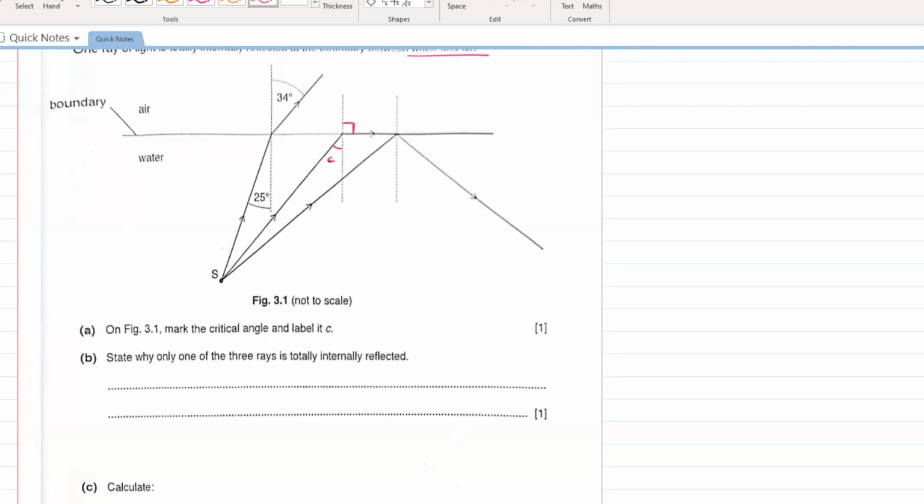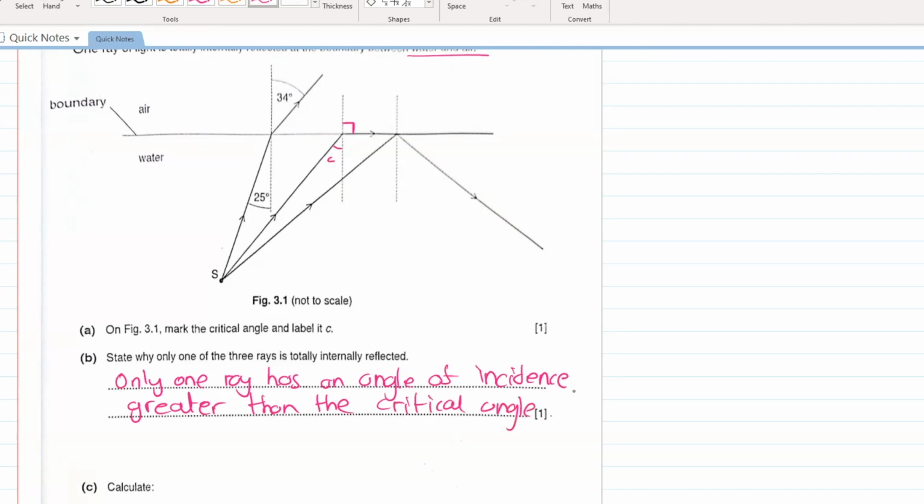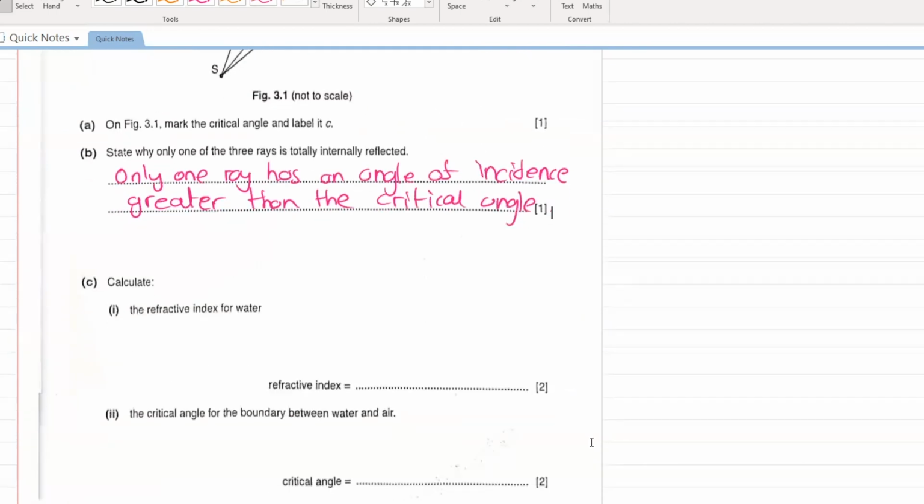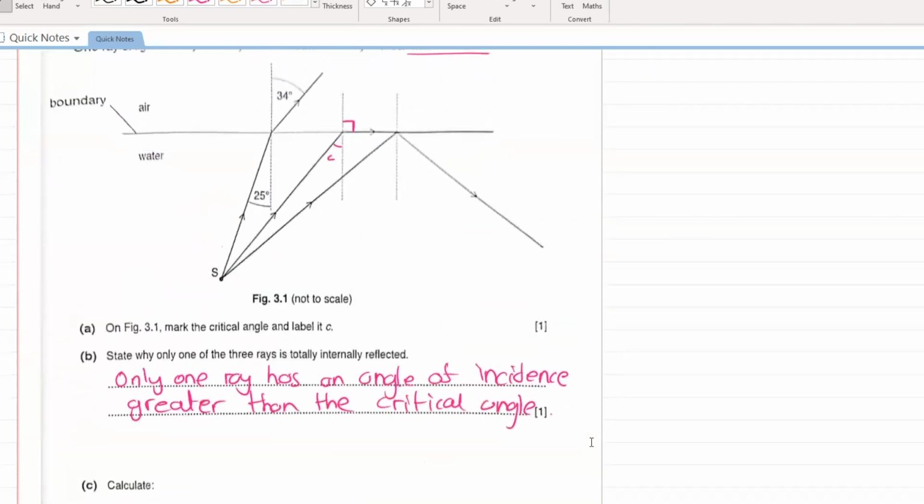State why only one of these rays is totally internally reflected. Because only one ray has an angle of incidence greater than the critical angle. Simple. Let's move ahead. Calculate the refractive index for water. We have to calculate the refractive index for water.